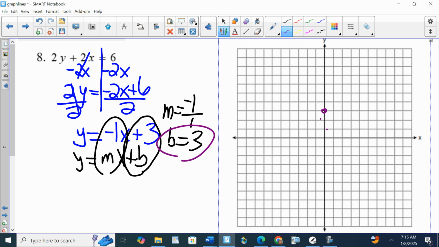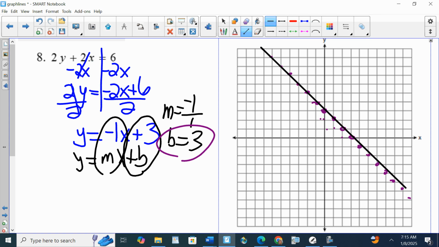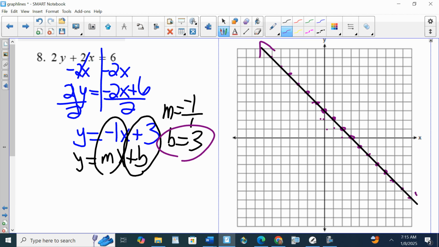My slope is -1, so I'm going down 1 over 1, down 1 over 1, and I continue that. And I can go in the opposite direction. Instead of down 1 right, up and left, up and left. I connect the points with a straight edge. I draw arrows, and I'm done.